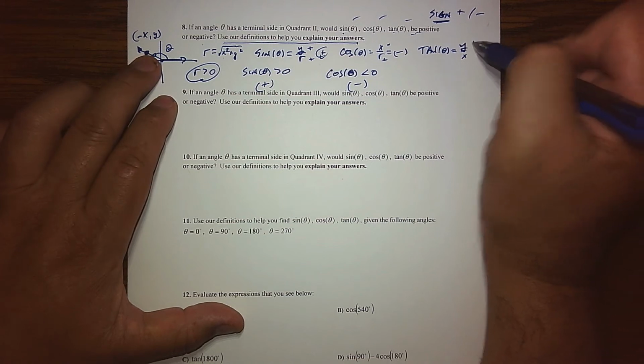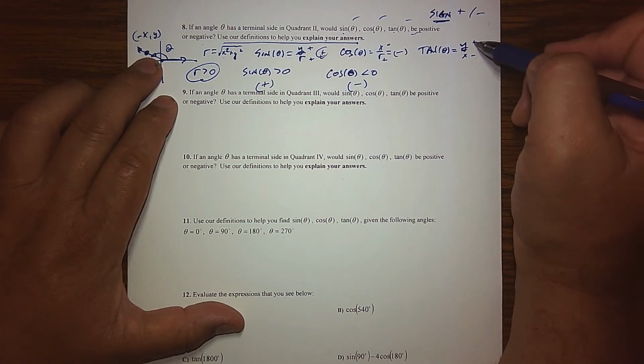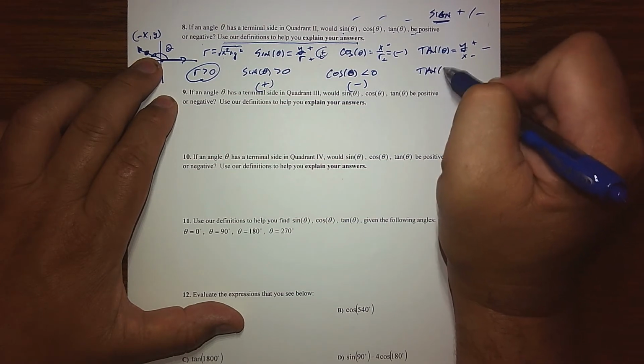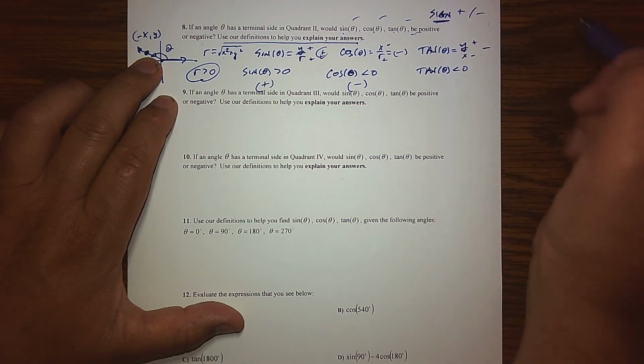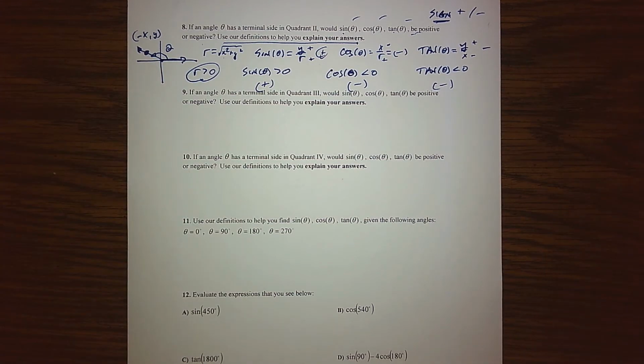In this quadrant, y is going to be a positive value and x is going to be a negative value. Positive divided by negative is a negative. So in quad 2, the tangent will be less than 0, right? It'll be negative. And so that's how I use my definition, in conjunction with a picture, to explain the positiveness or negativeness in quad 2.